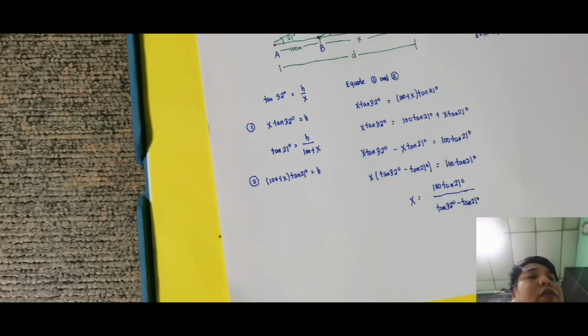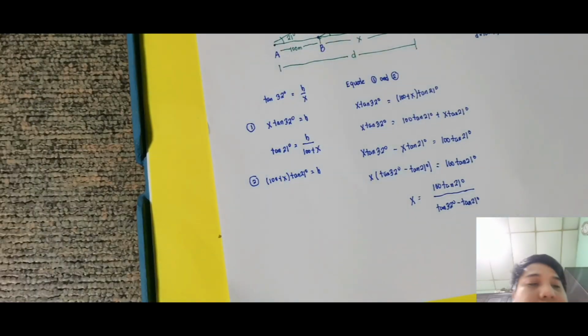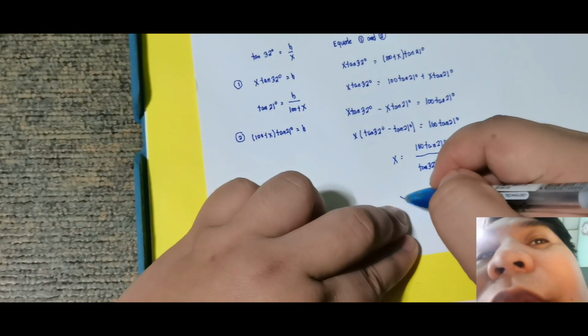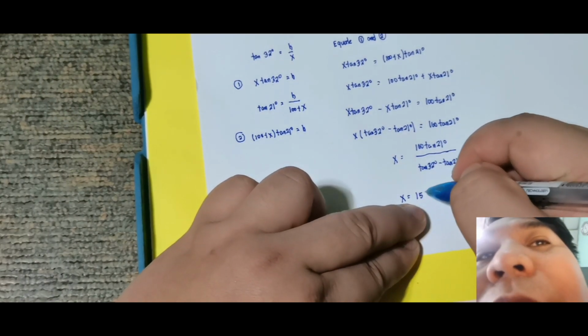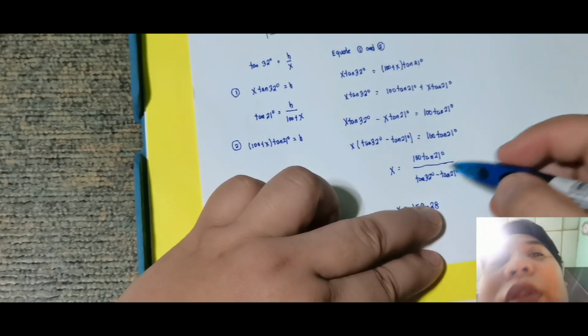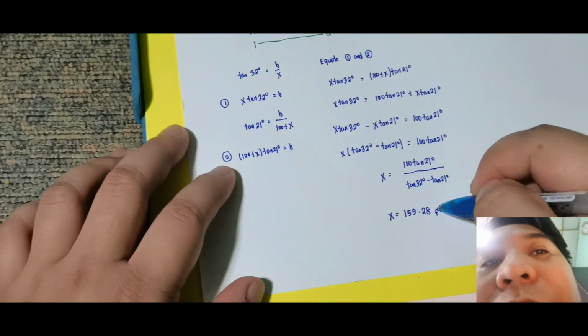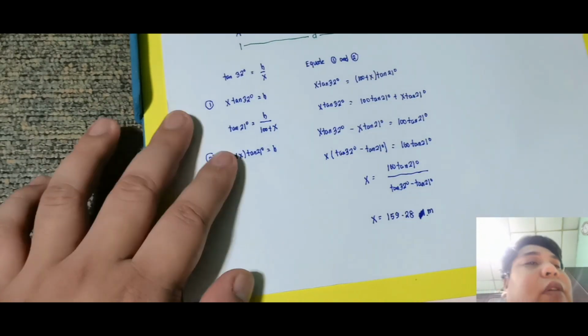Asan ang aking calculator? That is 100 tangent 21, okay, all over tangent 32 minus tangent 21. Okay, so that is 159.27 or 28, sorry. So x is equal to 159.28. Ay, di, meter, sorry. This is in meter. Pero, syempre, hindi pa yan sagot.